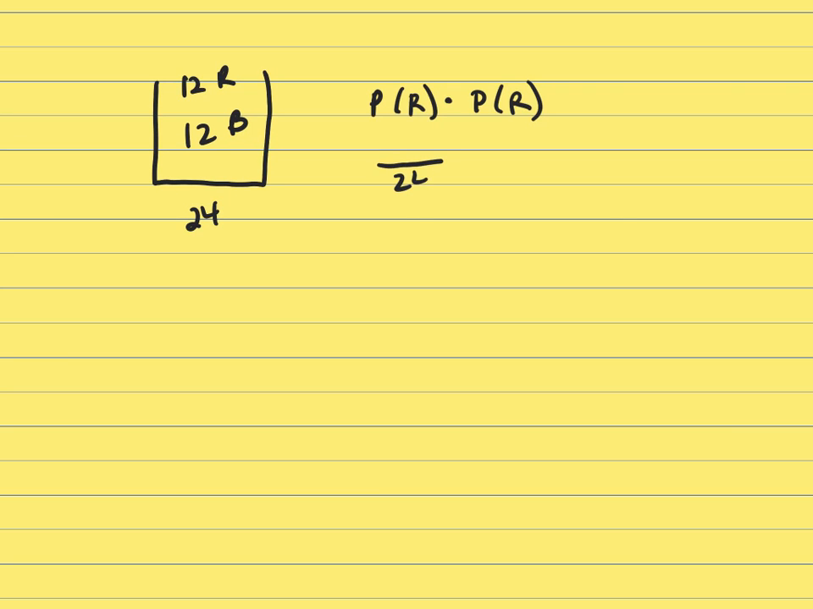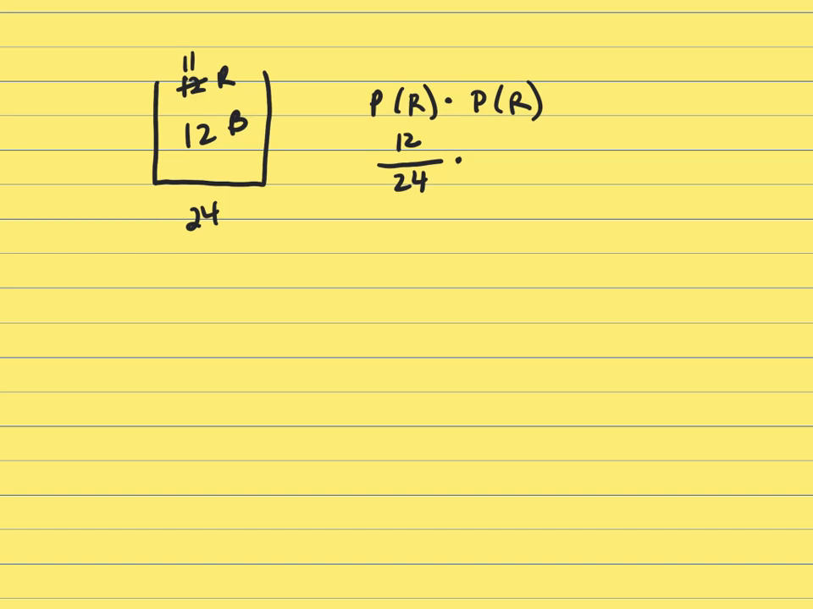balls. So our denominator will be 24. And how many red ones are in there? 12. Now they do not put that red ball back in there. So now I've got 11 red in there.